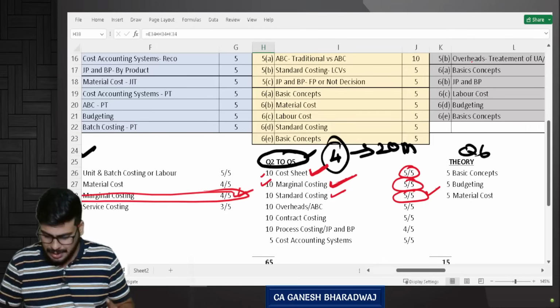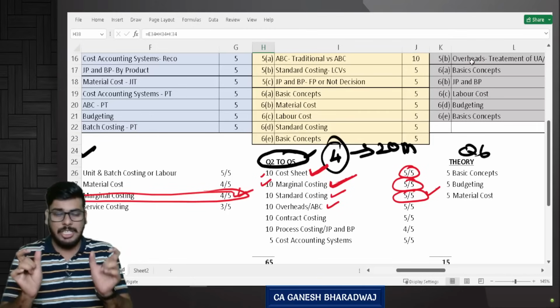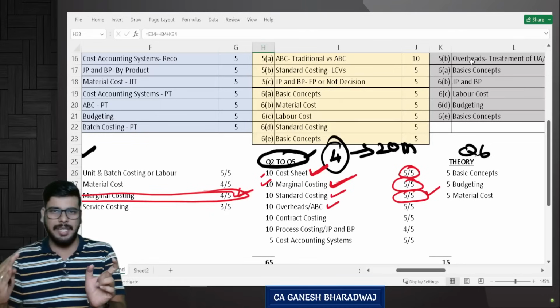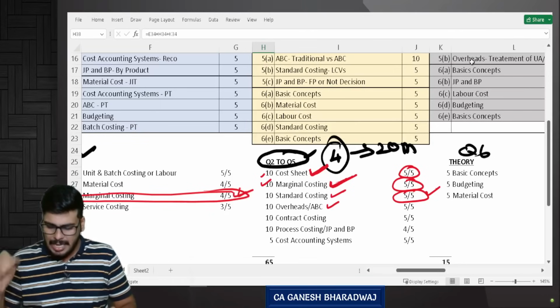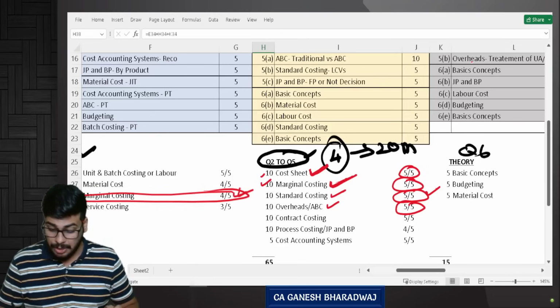Now, after this, overheads and ABC. Now, overheads is a very important chapter, and ABC is technically an extension of overheads, relatively a small chapter. Here also, they are testing 5 out of 5. Last 5 out of 5 attempts, they have tested for 10.